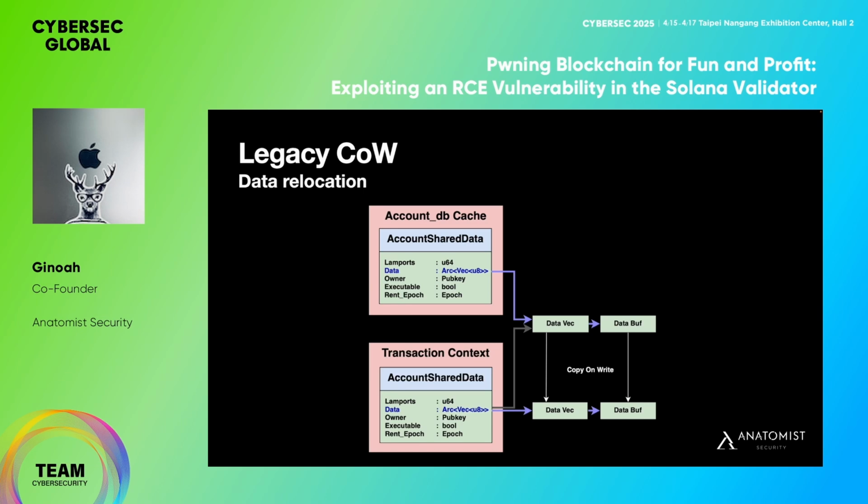Note that only the data reference in the transaction context is updated, while the data reference in the account DB cache is only updated when committing the transaction. The new data exposure mechanism aims to eliminate this excessive relocation by reserving a maximum number of bytes of spare memory during the very first copy on write. This ensures that in the majority of cases, at most one relocation is needed for the entire transaction.